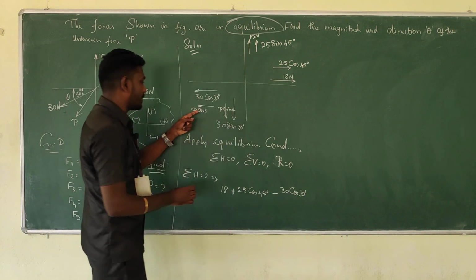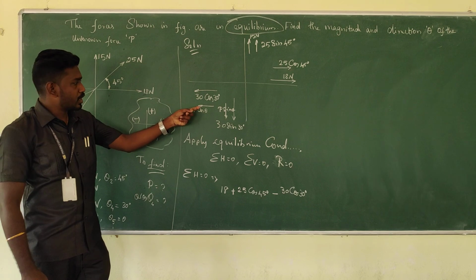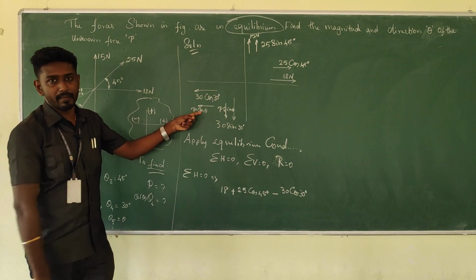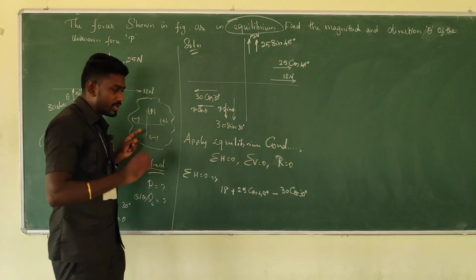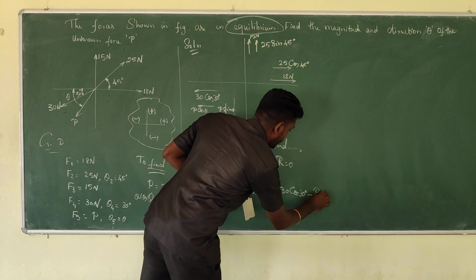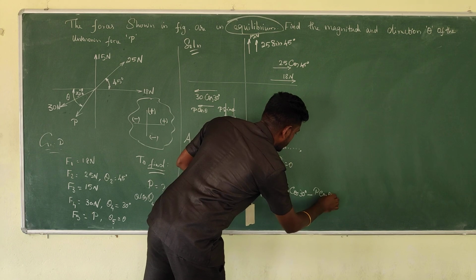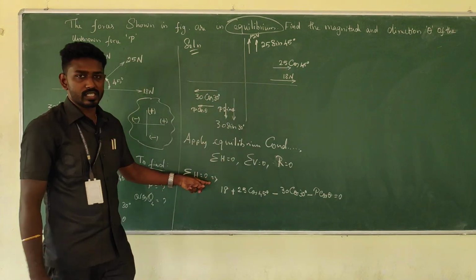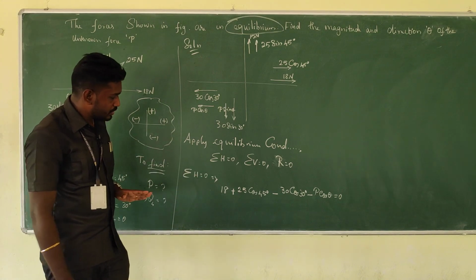What about the next one, P cos theta degree? It is similar to the previous one, right? It's directed to the left side. So horizontal left in the sense minus. So minus P cos theta is equal to 0. Try to simplify it.